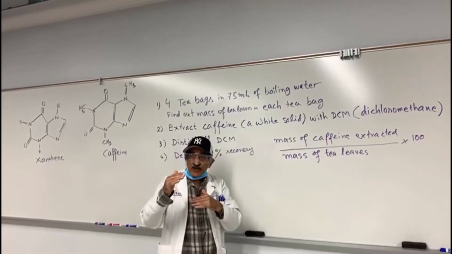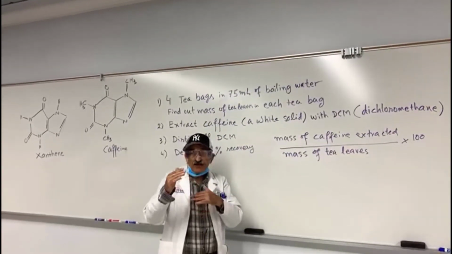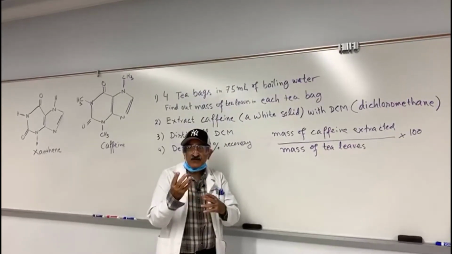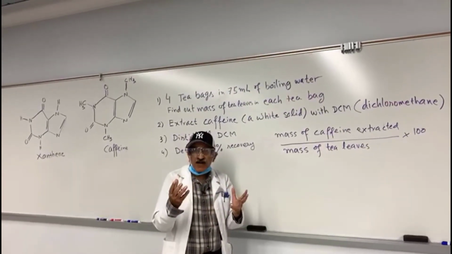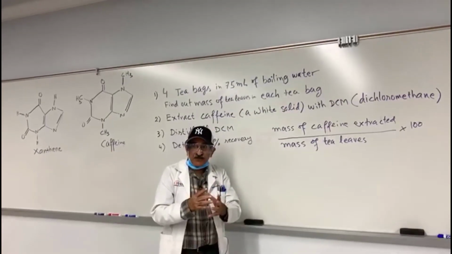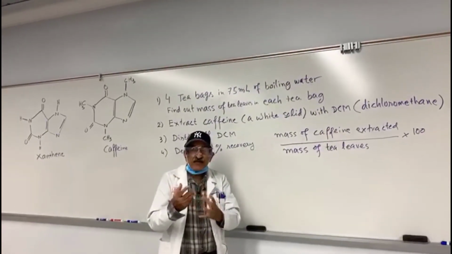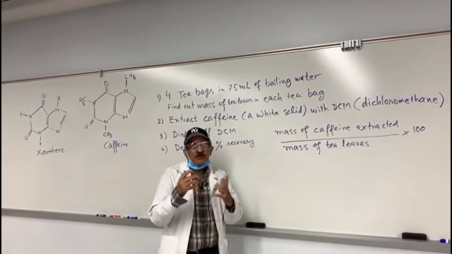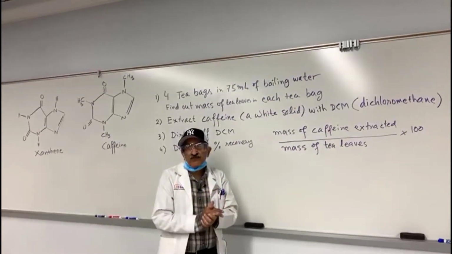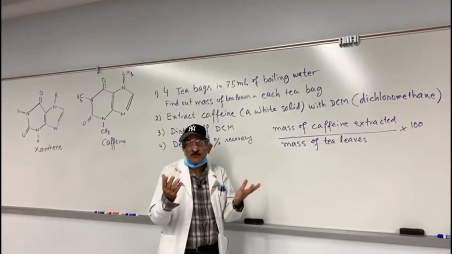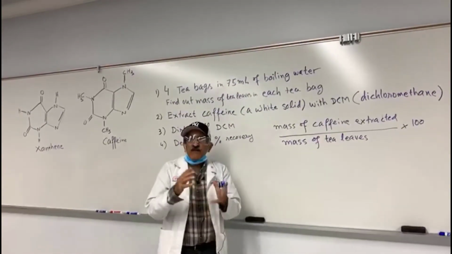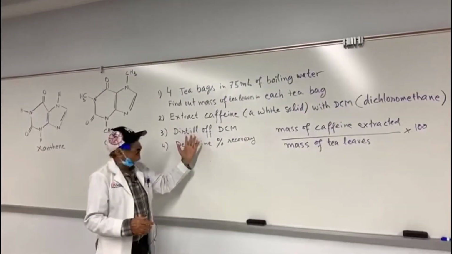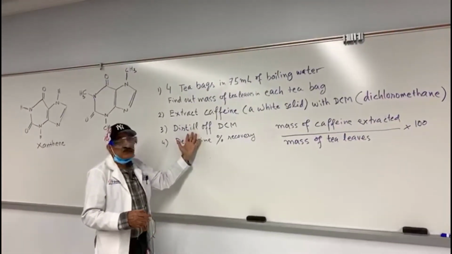We separate those 2 layers and drain the lower layer, which is the DCM layer, heavier than water. It will have caffeine in there. That's called the first extraction. Then you add more DCM and you extract it again. So you do 2 or 3 extractions. I require my students to do 2 extractions at least. We combine the extractions and then we get rid of the DCM. The way to do that is to distill off the DCM.